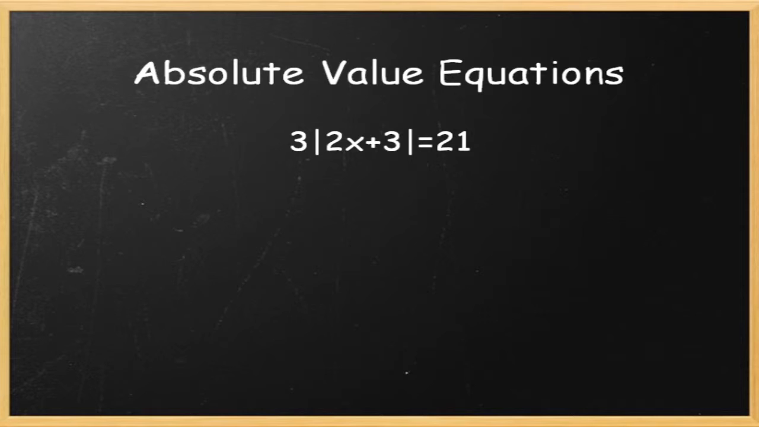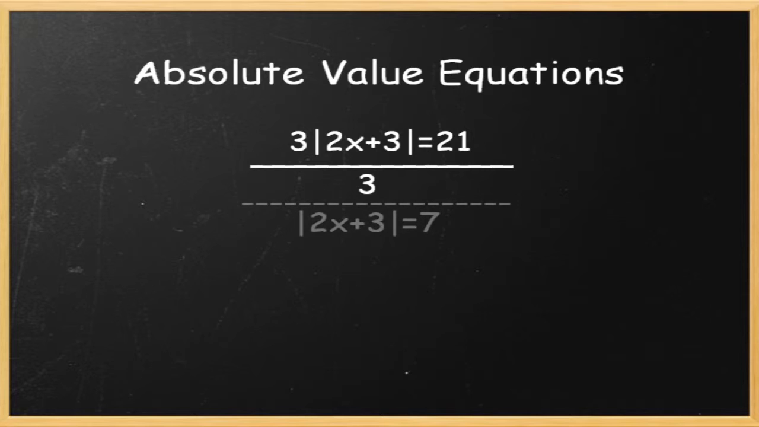So 3 times the absolute value of 2x plus 3 equals 21. Unlike a multi-step equation where you distribute, you cannot distribute in an absolute value equation. You have to think of the absolute value as an x or something like that. So, you would have to divide by 3 to get the absolute value by itself. Now, you get the absolute value of 2x plus 3 equals 7.